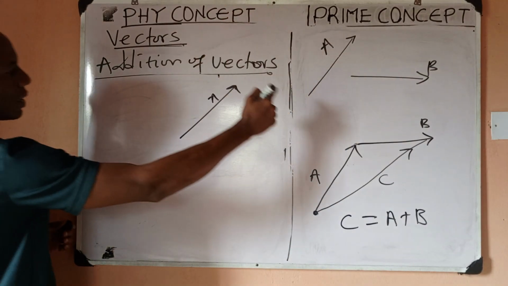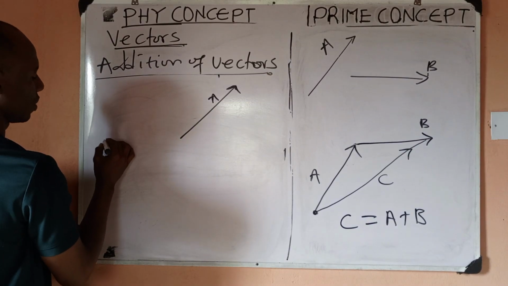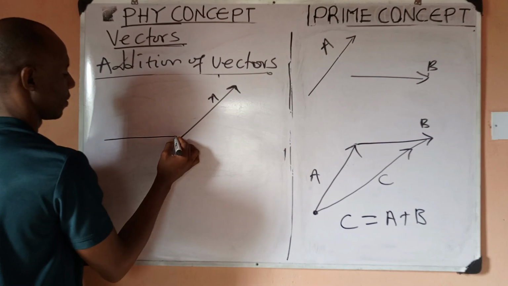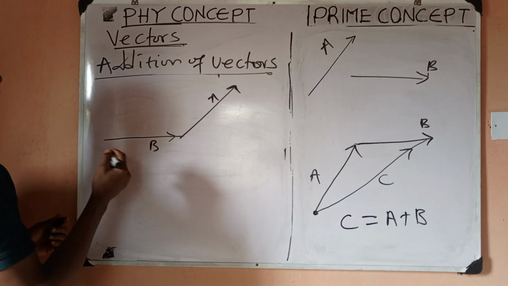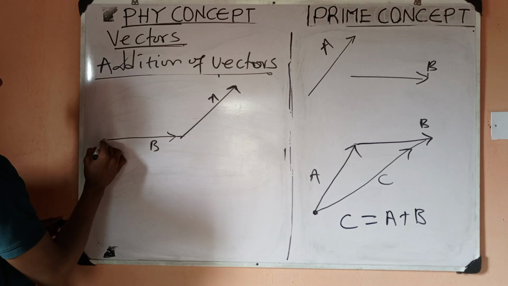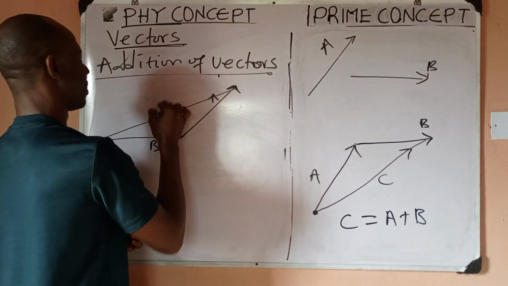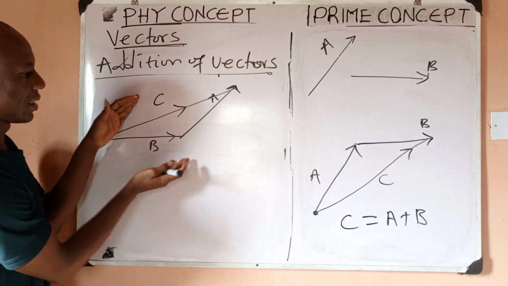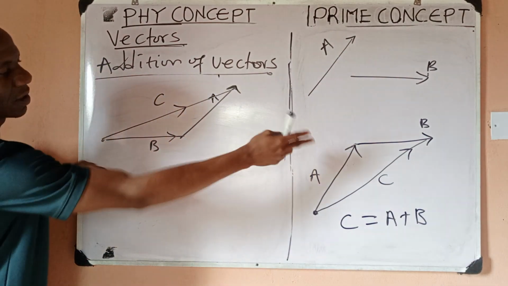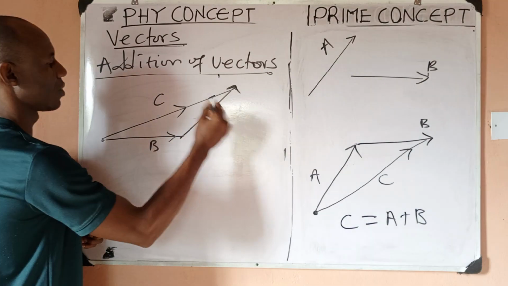Same way. Then I want to drag this and put it here. This is what I have. This is my B, and you see it. So I'll have to join from this tail to this head. That becomes my resultant. So this is my resultant, which is C. You can see the same thing, just that this is flipped, or this is the flip of that. So it's the same result.